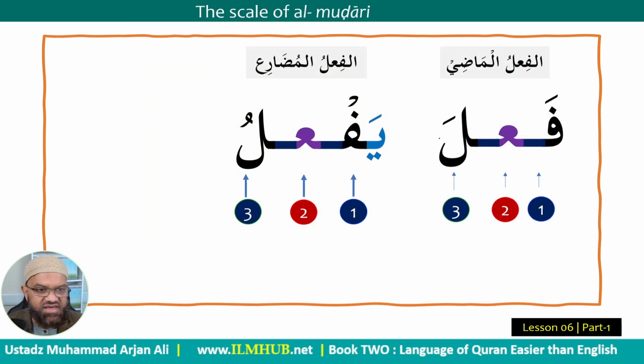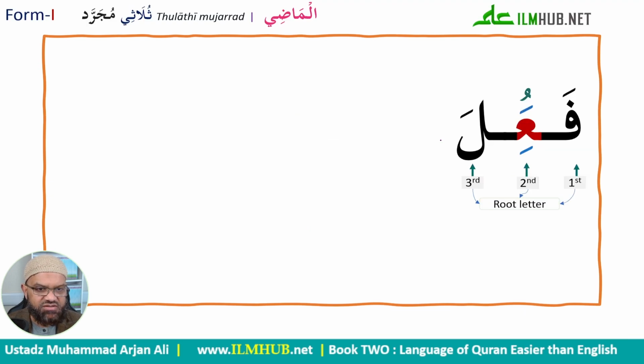So as a reminder to you, fa, ain, lam is our three root letter representation in this scale. So we have fa'ula, fa'ala, fa'ila. And we've done many examples of that. We're going to see the same thing with the mudari. We're going to see yaf'ulu, yaf'alu, or yaf'ilu. Again, all the other things will be remaining constant.